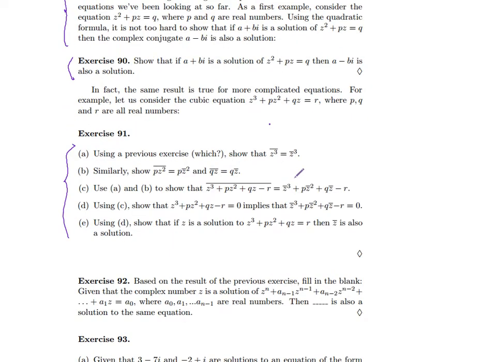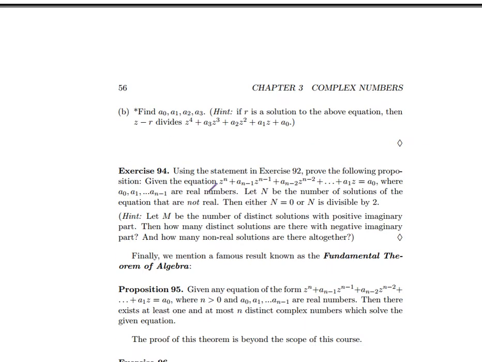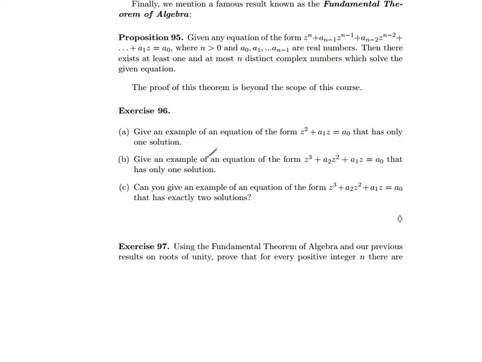Okay, so here are some more exercises along those lines. And we're not going to prove that, but this is related to the fundamental theorem of algebra. The statement is here. Basically, any nth order algebraic equation in the variable z, where nth order means that the largest power is z to the n, and it has real coefficients, then there exists at least one and at most n distinct complex roots to that equation.